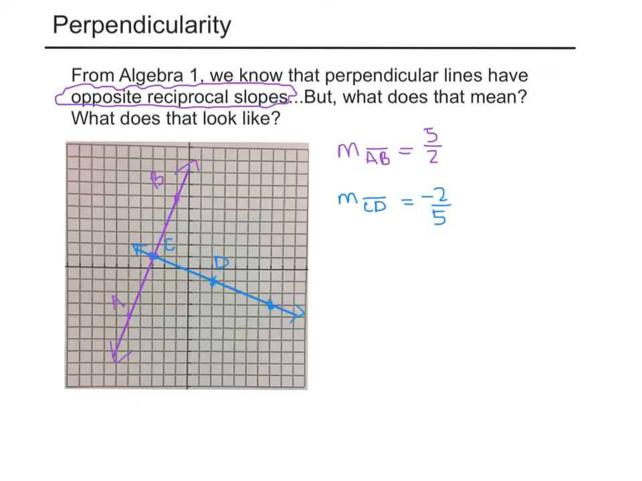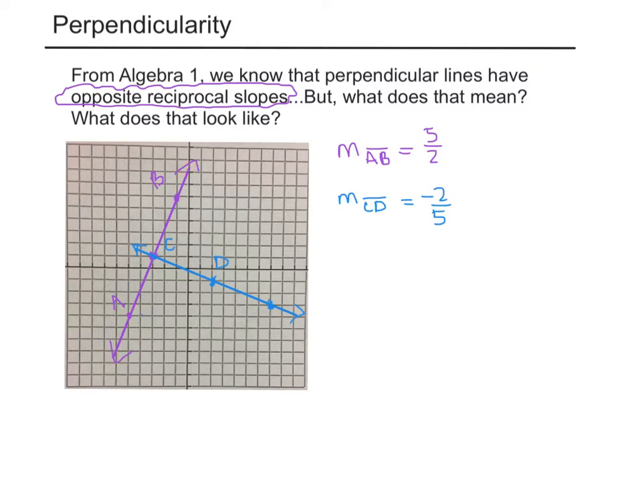All right, so let's take a look at what it means to be perpendicular. In Algebra 1, you were taught opposite reciprocal slopes. So what does that mean? It means if the slope of the first line is a positive 5 over 2, the slope of the perpendicular line is negative 2 over 5. That's what I graphed here.